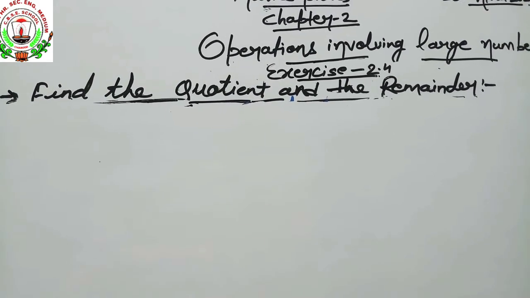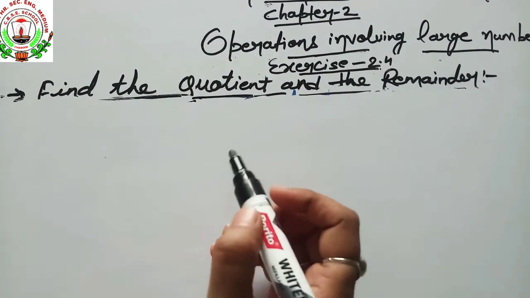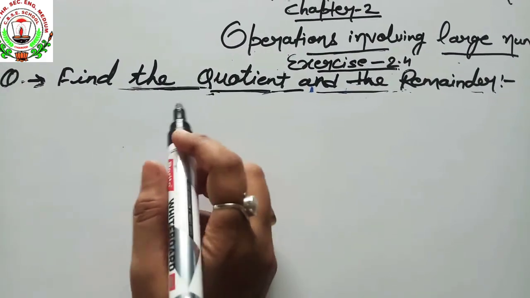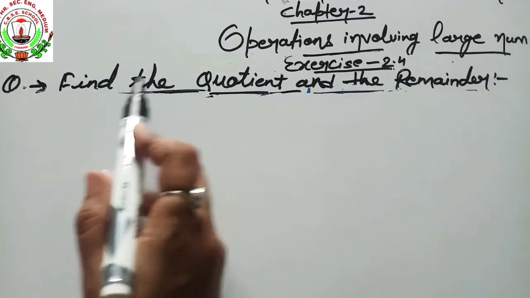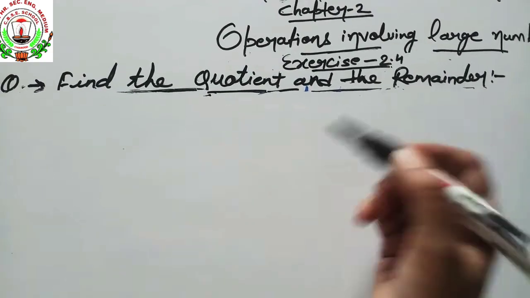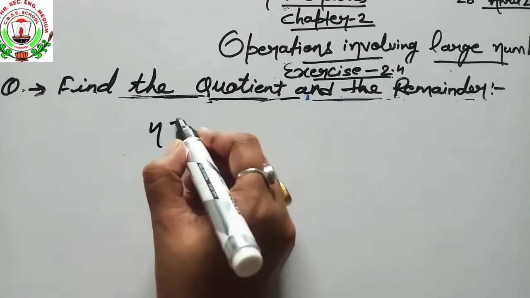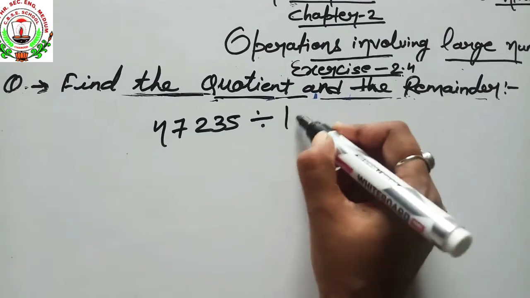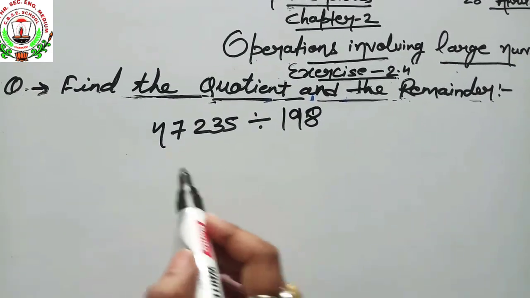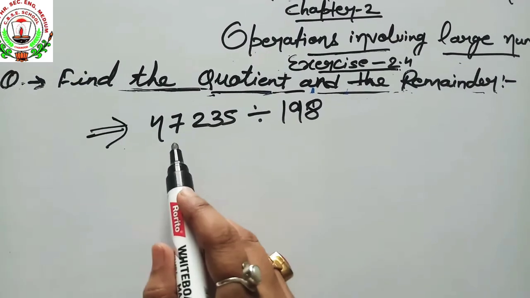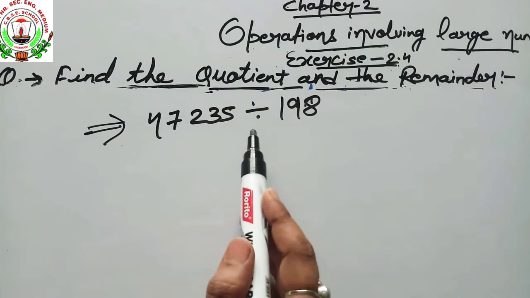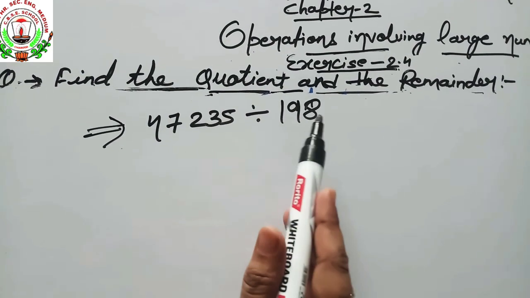Students, now I am giving one question as homework. Try to solve this in your rough copy. The question is the same: find the quotient and the remainder. The number is 47235 divided by 198. Try this in your rough copy. 47235 divided by 198.